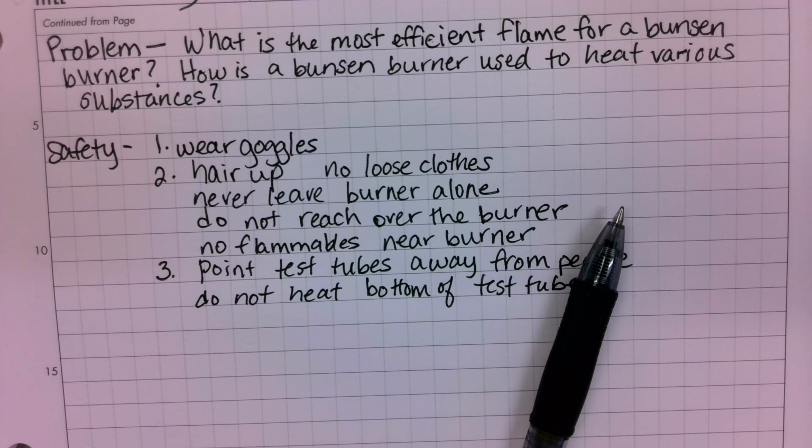Instead, we turn it this way, of course, point it away from our neighbors, and we'll go in and out of the flame gently so that we heat the whole test tube, so that every bit of it will get heated. So there won't be one part that's cold and one part that's hot.